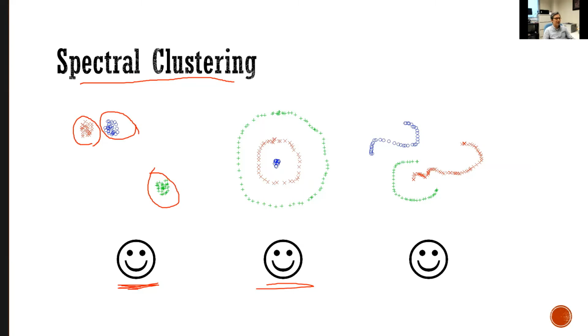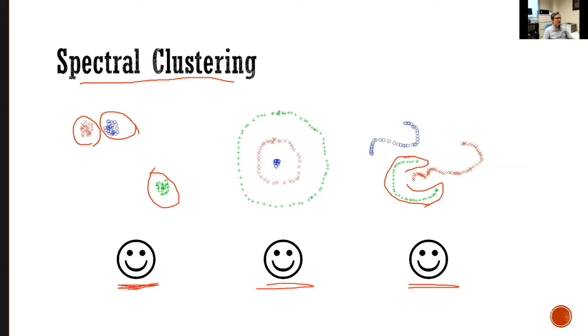Remember last time we said k-means will not do a very good job for non-convex shapes like this. So if you have data points in this shape, the k-means algorithm will not be able to do a very good job classifying them into separate groups. However, spectral clustering will recover this relationship.